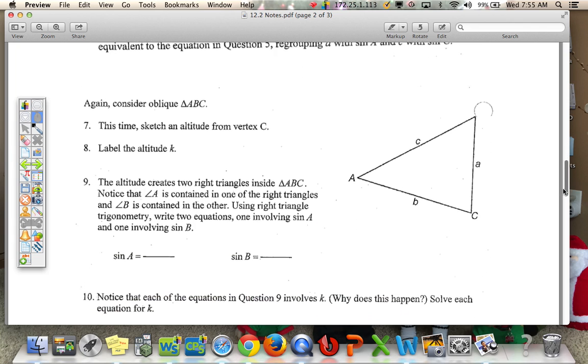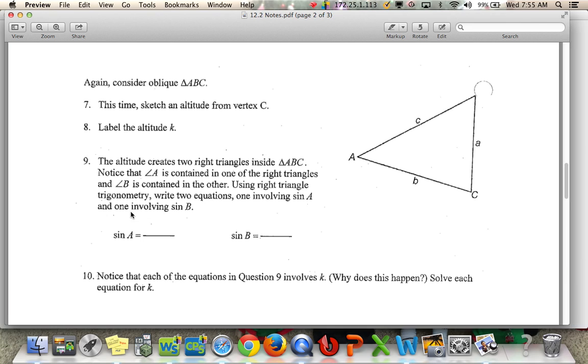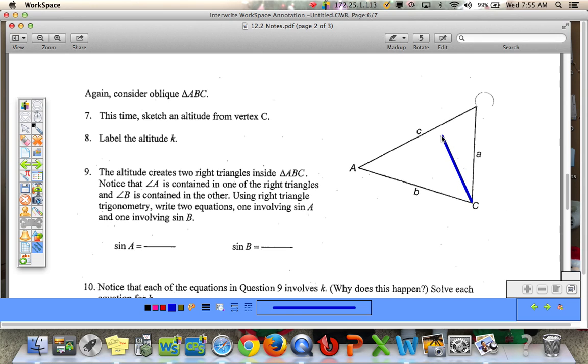So again, consider this triangle. This time sketch an altitude from vertex C, again altitude, meets the opposite side at a 90-degree angle. So here we go. There's our altitude here. And label that side K. All right, here we go, K. And again, let's do what we did before, except we're going to look at sine of A and sine of B. So sine of A, here's A. Sine is opposite over hypotenuse, so it's going to be K over B.